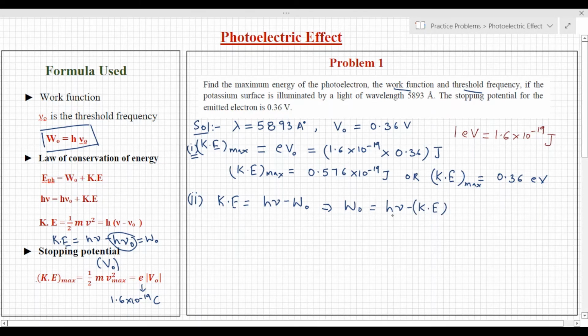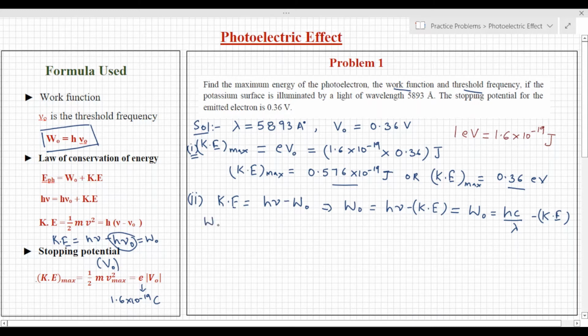All right. We know the incident wavelength, and we can easily convert it into frequency, since frequency can be related to wavelength. So work function can be represented in terms of kinetic energy in this way also: instead of frequency, we can write work function equals h c by lambda minus kinetic energy. The kinetic energy maximum we have just obtained. You can substitute either value, but you have to take care about the units.